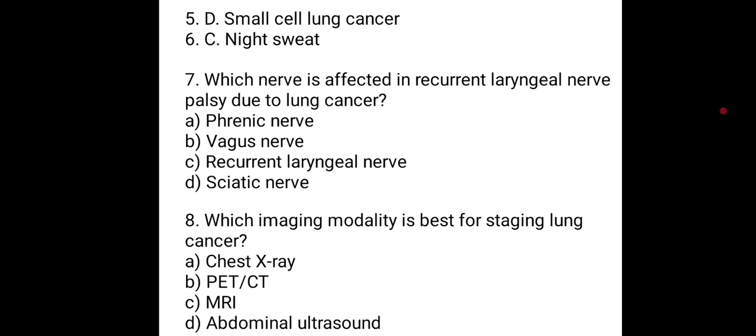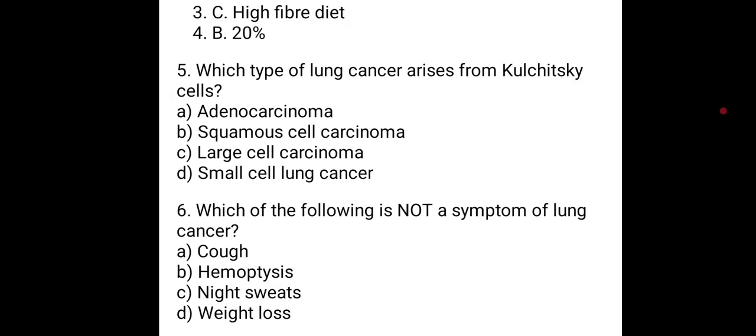Number 5 is D. Small cell lung cancer, and 6 is C, night sweat. So the type of lung cancer that arises from Kulchitsky cells is small cell lung cancer, and night sweat is not a symptom of lung cancer but a symptom of tuberculosis.